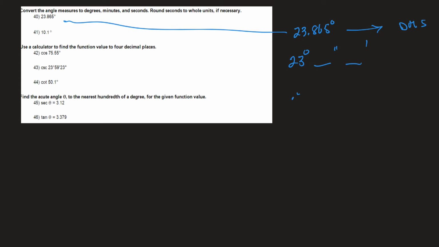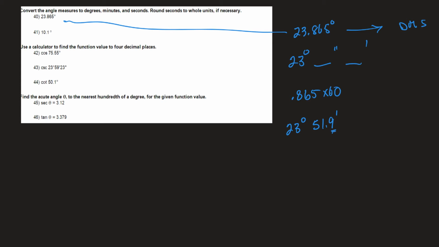That's what they want. So this time, instead of dividing by 60, I'm going to multiply by 60. So I'm going to take the 0.865 and times it by 60. Okay, 0.865 times 60. 51.9. So that will be 23 degrees, 51.9 minutes.